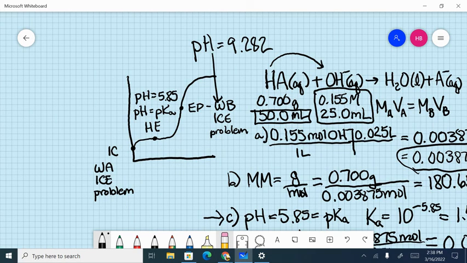And that's the answers to all the questions in example number 5. This is only a little bit different because they gave us everything we needed to know about OH and asked us to backtrack to find A minus and HA.